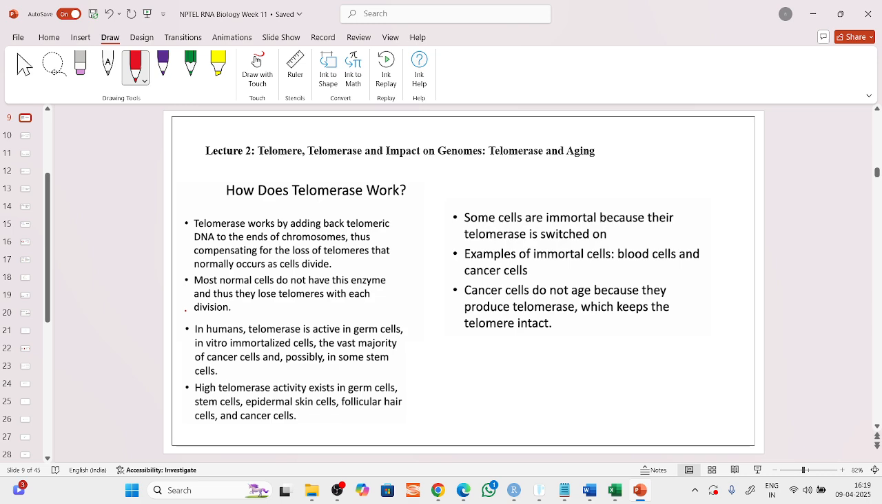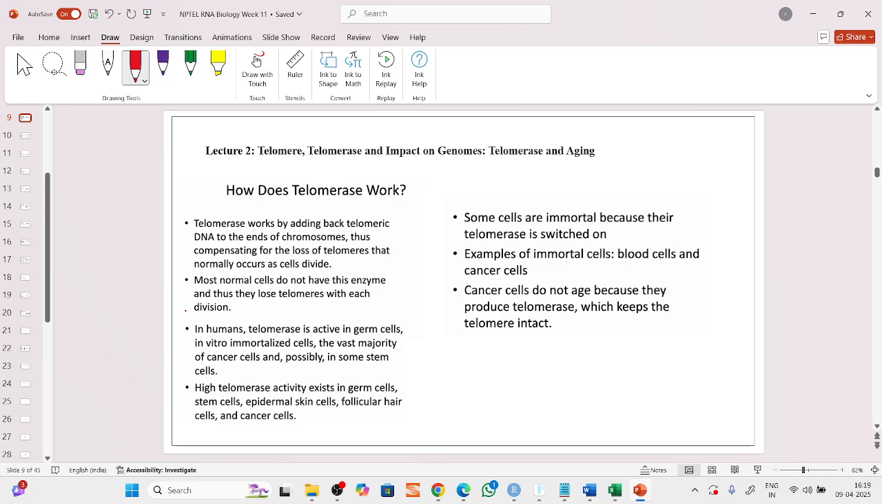If all the cells of the body would have this enzyme, then none of the cells would actually die. All the cells have telomeres. So what will happen? They will continue to grow. They will continue to add telomeres. The cell will continue to divide. The cell will never die.